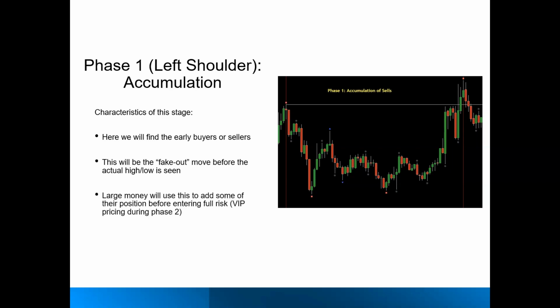Another way you want to think about this is, if you think of the theory of what's going on, the large money will be using this to add some of their positions before potentially entering in full risk. So we can call this, the phase 2 then would be the VWAP pricing, right? And last but not least, they could also be using this to create liquidity for their positions in phase 2, as they will take the other side of the people who get stopped out, right? So that's what we should be thinking about during this stage.